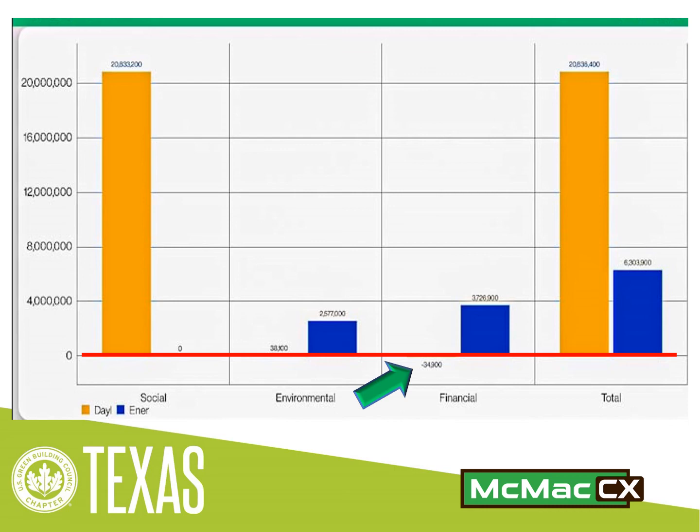If you are the owner of the building, however, and cannot sell these benefits to the tenant businesses, you're only looking at lowest upfront first cost. In this case, the daylighting best practice results in a negative $35,000, whereas the energy efficiency option shows a positive $3.7 million over the life of the property.